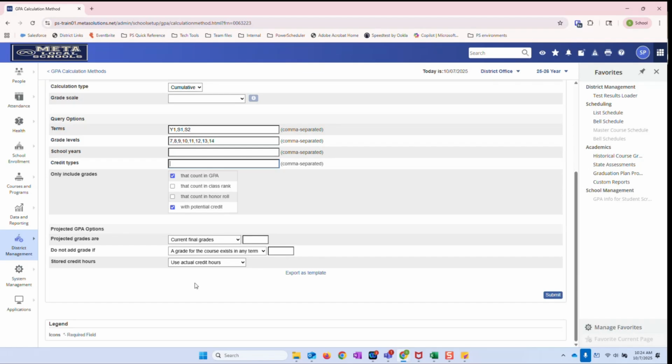Stephen, we have a question from Denise in the chat. Just going back to the school years, she asked, should this be filled in or blank on a normal weighted or unweighted GPA calculation? That's a great question. It should be left blank in almost all cases, unless you are asking it to look specifically back at a specific year in time.